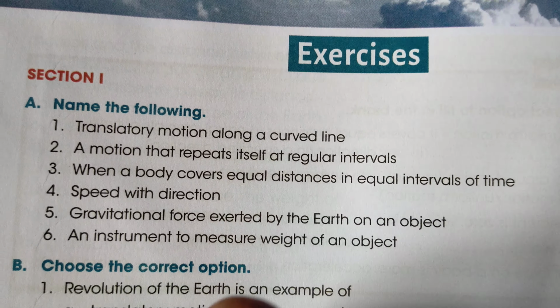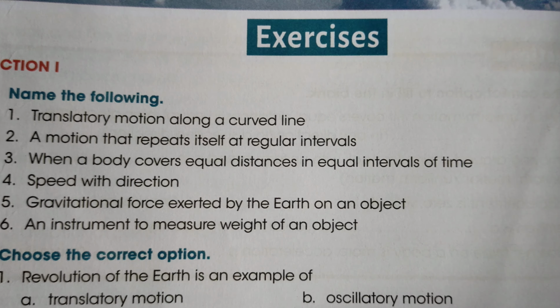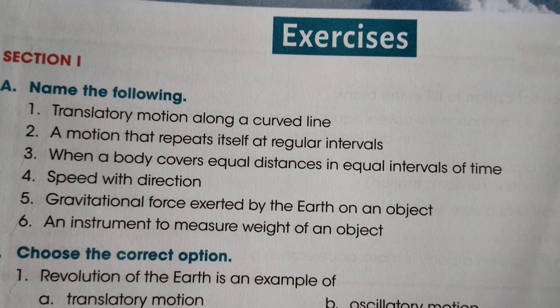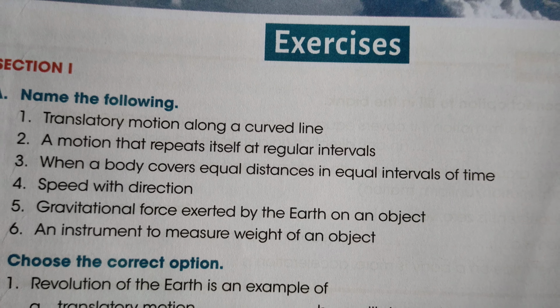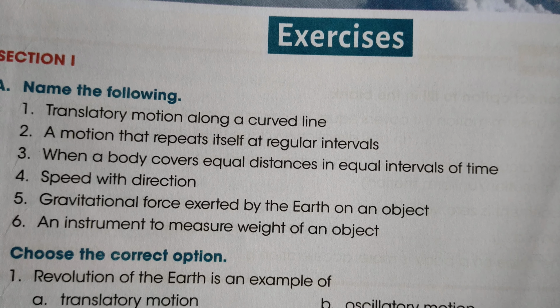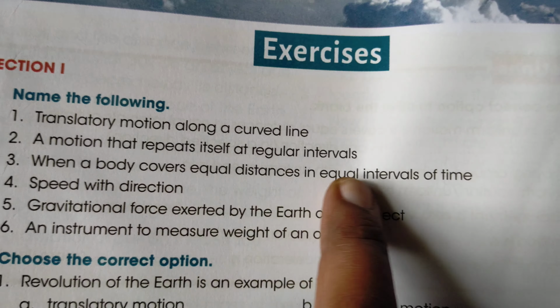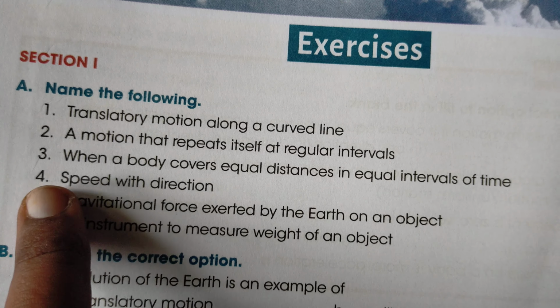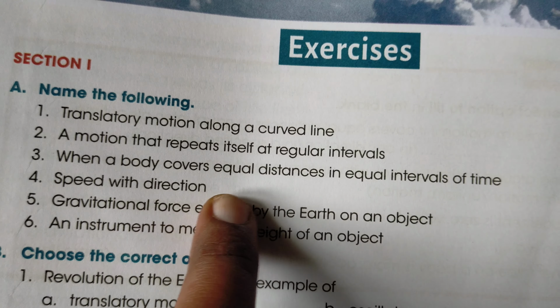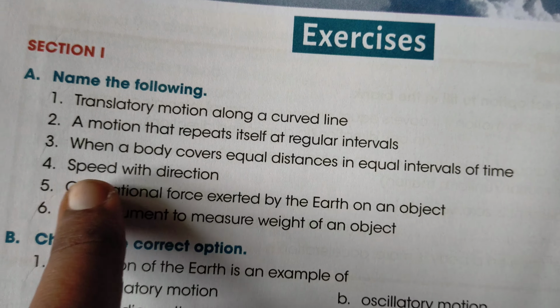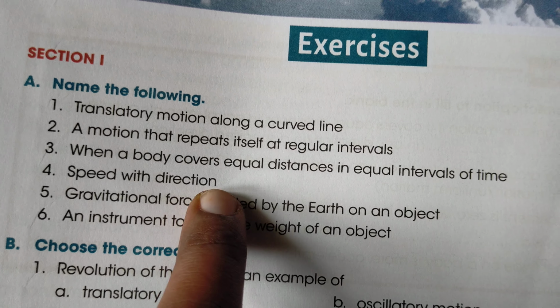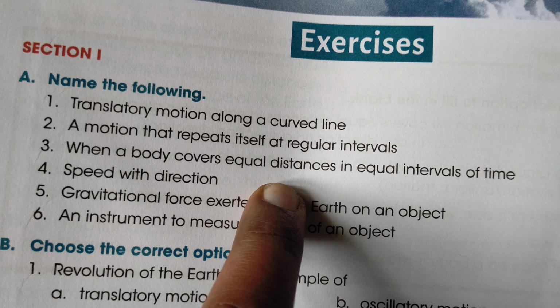When a body covers equal distance in equal intervals of time, we consider it uniform speed. So number 3 is uniform speed. Number 4, speed with direction. This is velocity. Whenever speed is added with some direction, it becomes velocity. So number 4 is velocity.